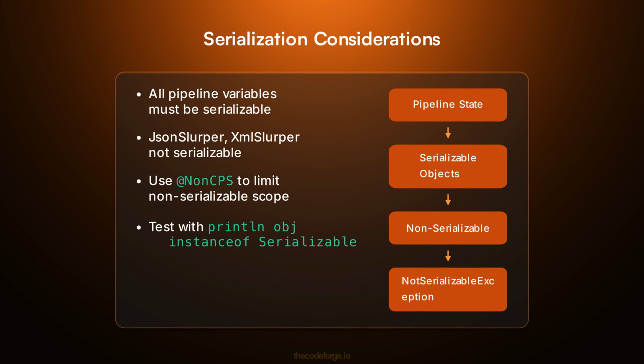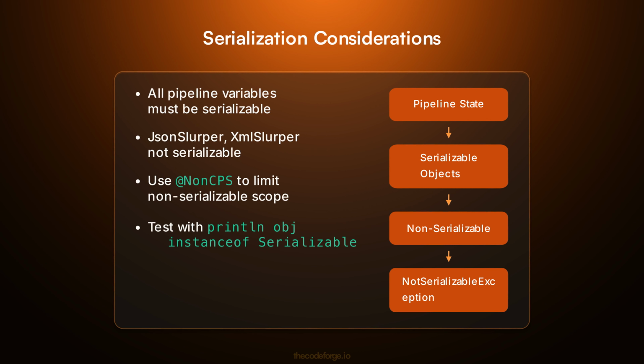Serialization is key for pipeline resumability. Any non-serializable object in scope causes NotSerializableException. Use @NonCPS to isolate such objects.